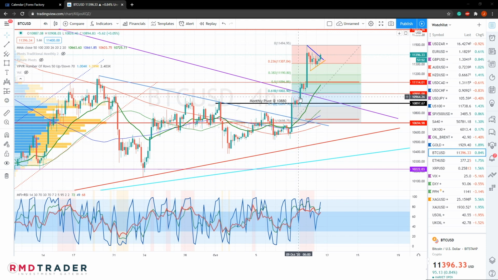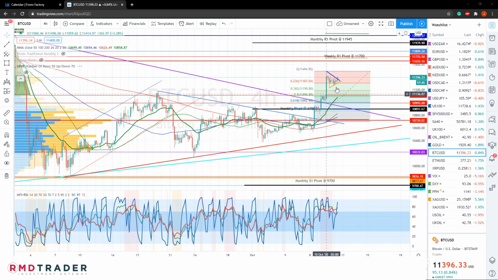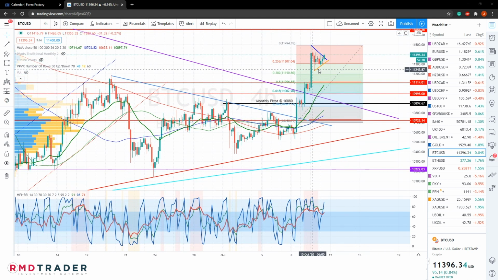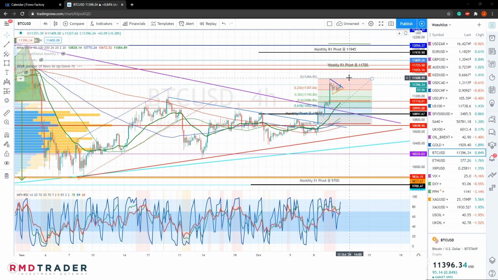And then we've also mentioned that should we move into this diagonal and that break, we will see a move much higher towards, and we mentioned 11,750. And at this stage, we can see that price is still consolidating, although a break higher is likely at this stage. So our new targets at this stage would be, of course, that weekly R1 pivot at 11,700, with the full target probably sitting quite a bit higher at 11,945, and that is where we'll find some resistance from the monthly R1 pivot.